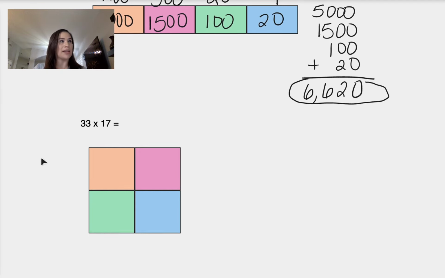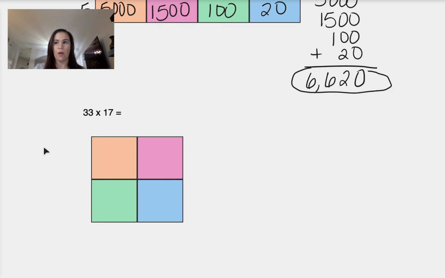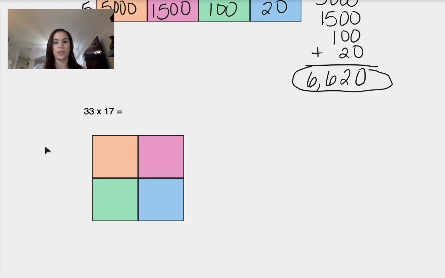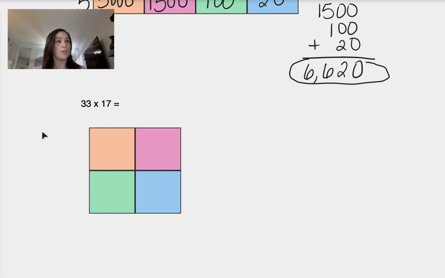So what if we had 2 digit by 2 digit though? Not 1 digit by 2 or 1 digit by 3 or 1 digit by 4, but 2 digit by 2 digit. We're going to do the same exact steps. So first step that we were doing was breaking each one down into expanded form. So 33 is going to be broken down to 30 and 3. So 30 plus 3. 17 would be broken down in expanded form as 10 plus 7.